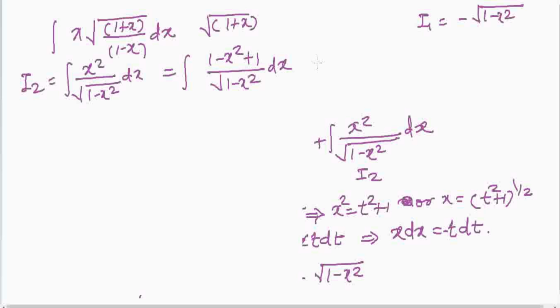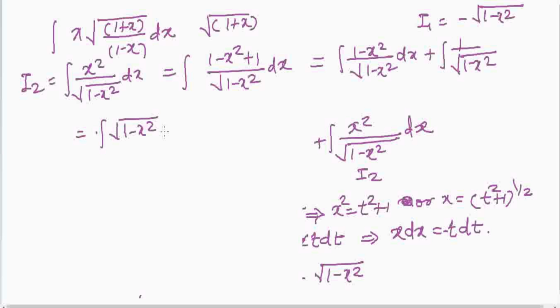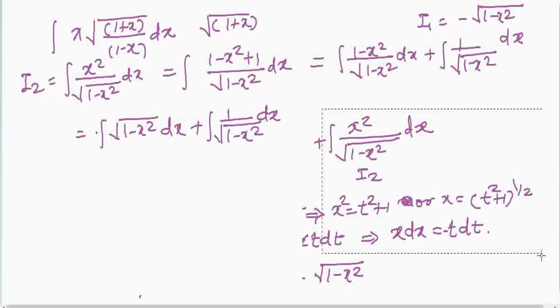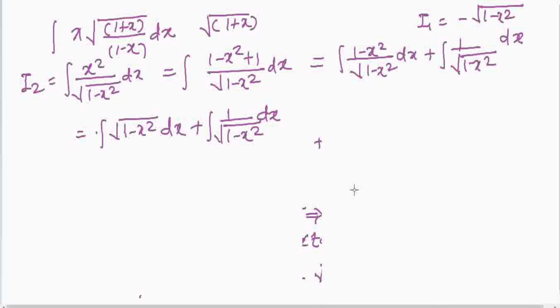This is equal to integration of 1 minus x square divided by under root of 1 minus x square into dx plus integration of 1 divided by under root of 1 minus x square, equal to integration of under root of 1 minus x square into dx plus integration of 1 divided by under root of 1 minus x square into dx. Now we have standard formulas of this integration. First I will write here standard formulas, and using that standard formula we will write our final result.